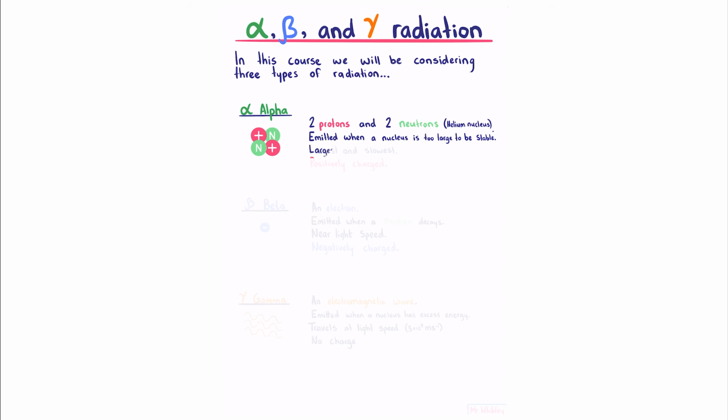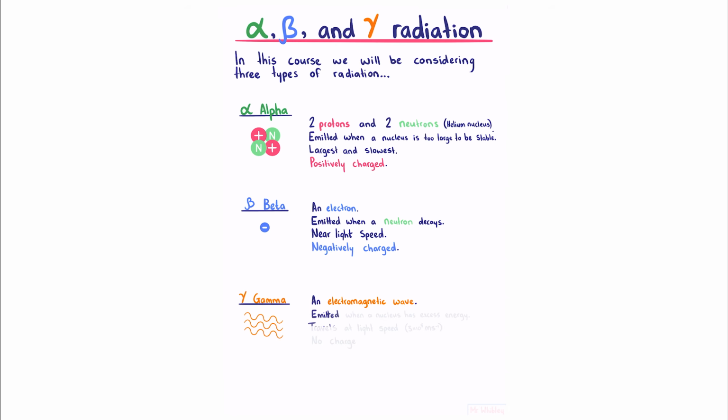It is the largest and slowest of the 3 we'll talk about, and because of its 2 protons, it is positively charged. Beta radiation is an electron, which is emitted when a neutron decays. They travel near the speed of light, and since it's an electron, it's negatively charged. Gamma radiation is an electromagnetic wave. It's emitted when a nucleus has excess energy, travels at the speed of light, 3 times 10 to the 8 meters per second, and has no charge.